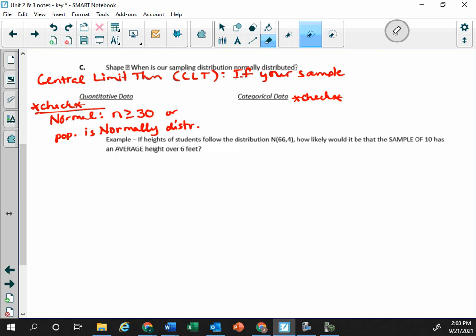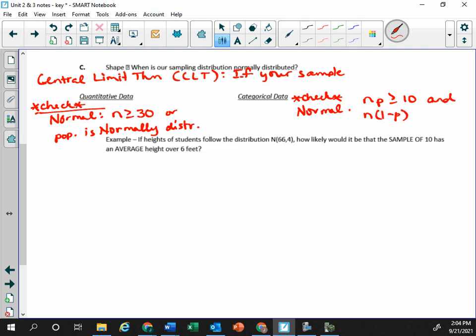All right, for categorical data, it's a little different. Again, this is checking for normality. So checking to see if it's normal. You have to show that n times p is greater than or equal to 10, and n times 1 minus p is greater than or equal to 10. So again, these are all based on your first decision of is it quantitative or categorical.